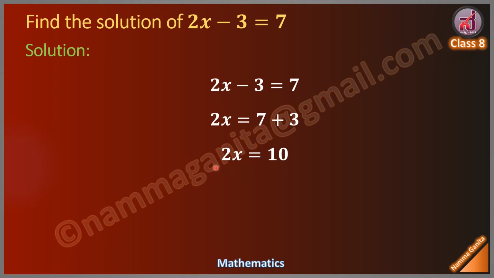Now here 2x is 2 into x. Shift this 2 to the right hand side. Then x is equal to 10 divided by 2. 2 ones are 2, 2 fives are 10. Therefore x is equal to 5. Value of x is equal to 5.